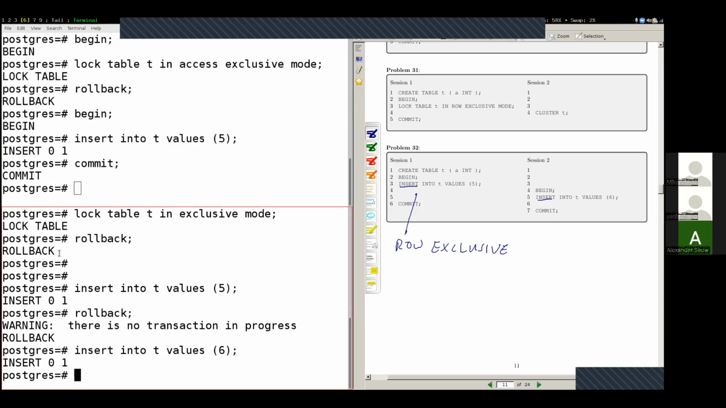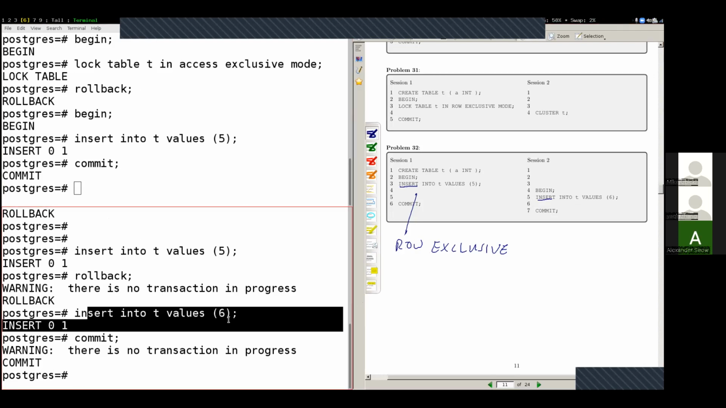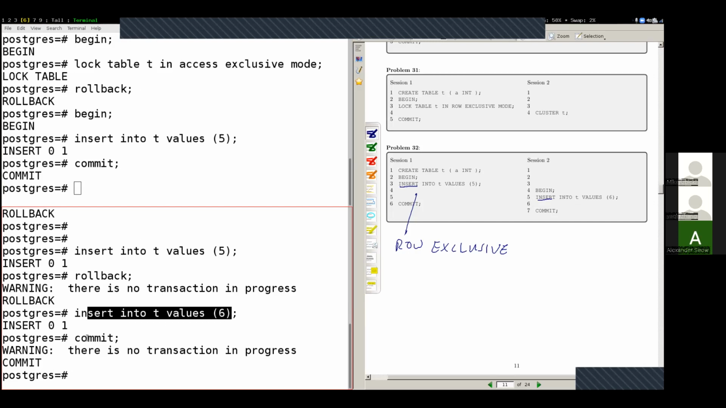Commit up here, commit down here, and everything is good. I guess I didn't put this inside of a transaction, so the commit's giving me this warning. But the important thing is that neither one of them blocked. They both updated the table.